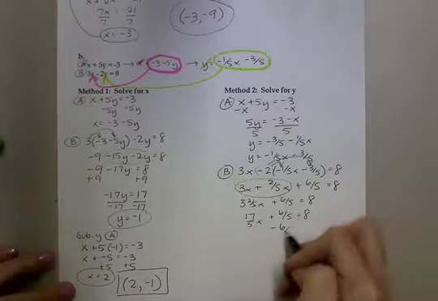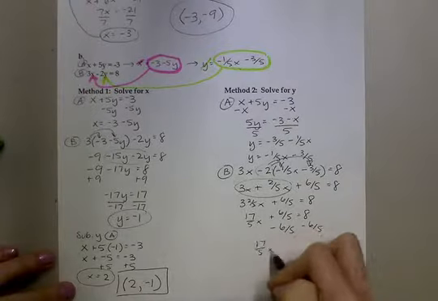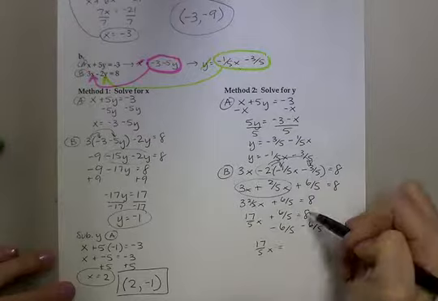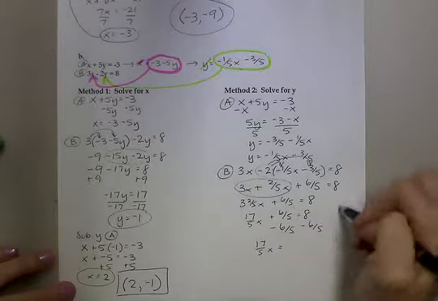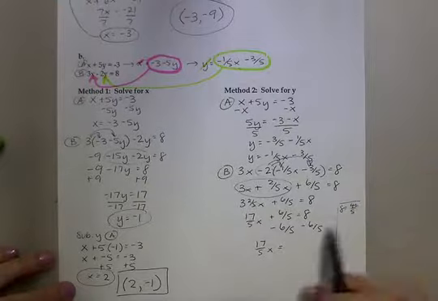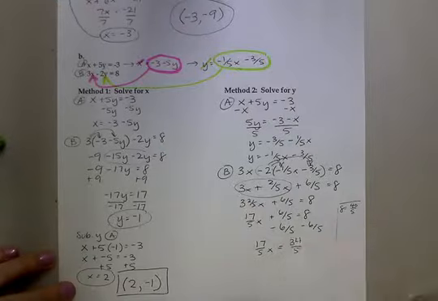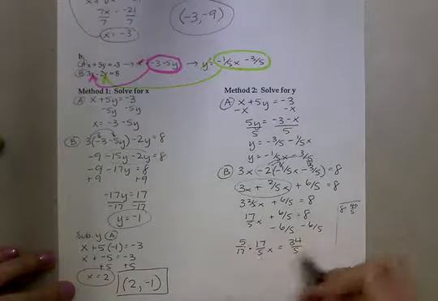Let's subtract our 6/5 on both sides. We end up with 17/5 x equals, well, 8 is the same as, let's do a little side work, that's 40/5. So 40/5 minus 6/5 gives us 34/5. Now to get that x by itself, we need to multiply by the reciprocal since we're dealing with a fraction.